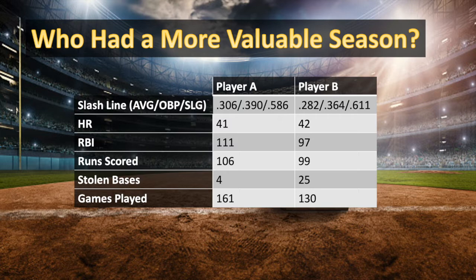So player B, it's actually really impressive that he was able to put up the counting stats that he put up in 130 games. But to me, getting that top line slash line, batting average, on base percentage, slugging, for an extra 31 games has a ton of value. And so if you're talking about who had a better regular season overall, it's player A. Now it's looking to me like player B is a better player when he's healthy.